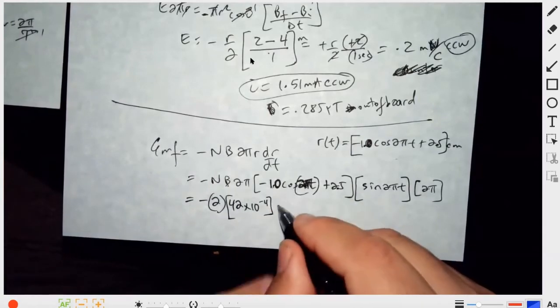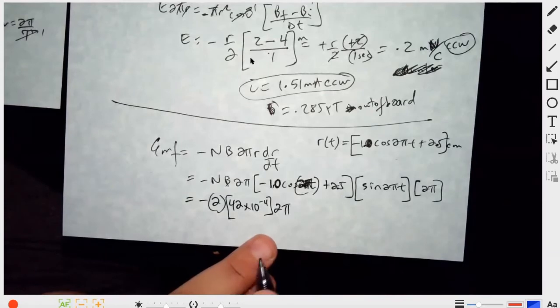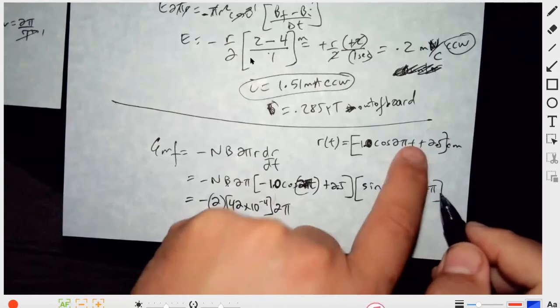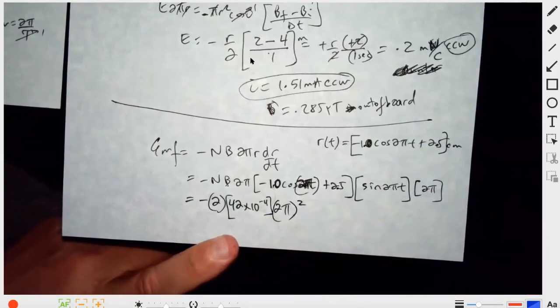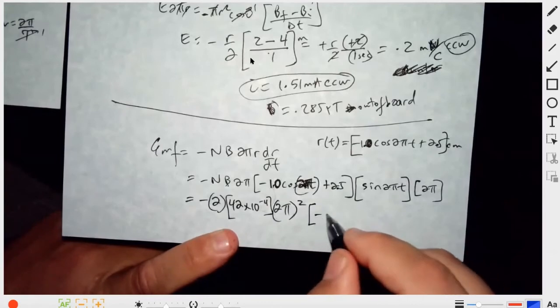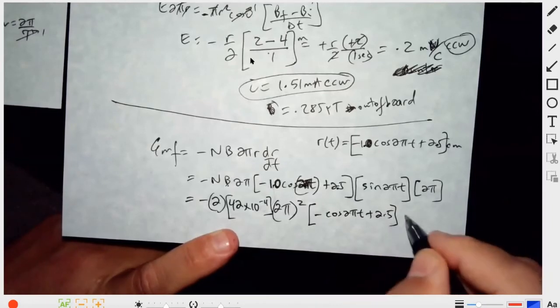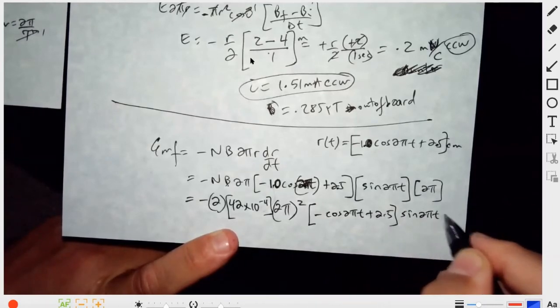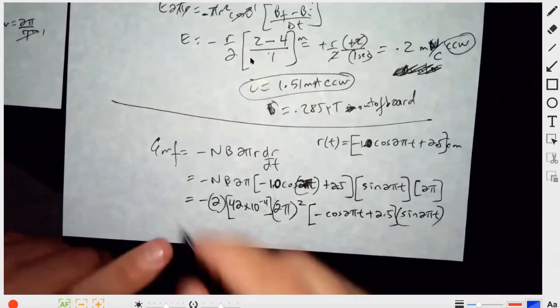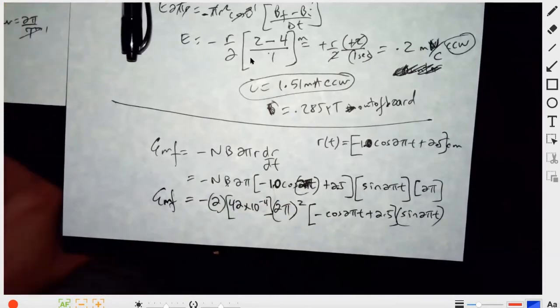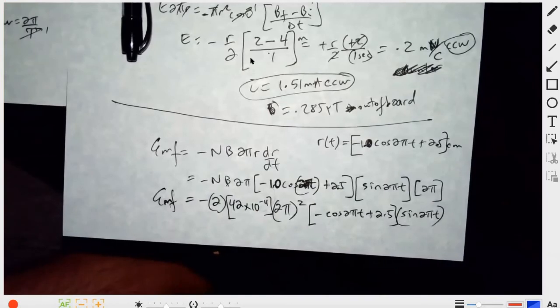Then you got here 2 pi. Oh, then you got 2 pi squared. You got another 2 pi from here, and then another 2 pi from the derivative. So 2 pi squared. So negative cosine 2 pi t plus 2.5 sine of 2 pi t. And that's the EMF induced, right? So the EMF induced is itself a trig function. Okay, so let's see here.